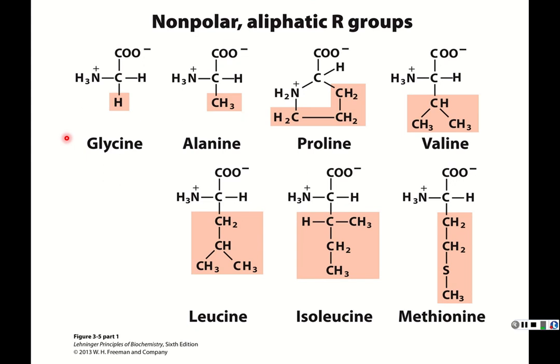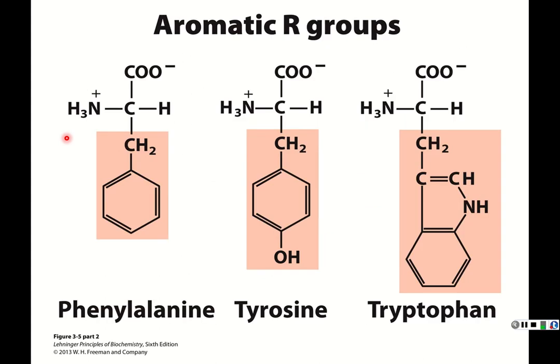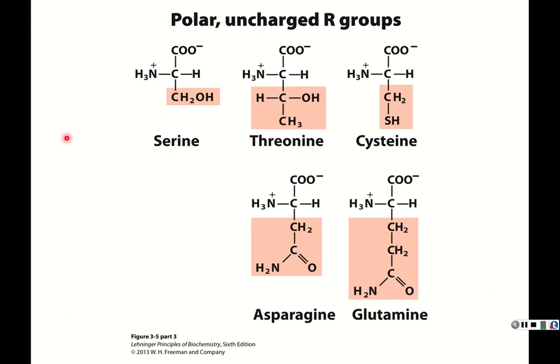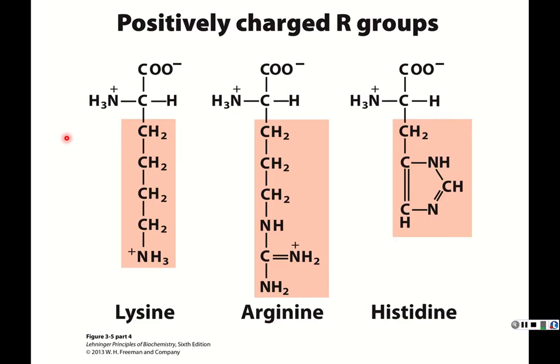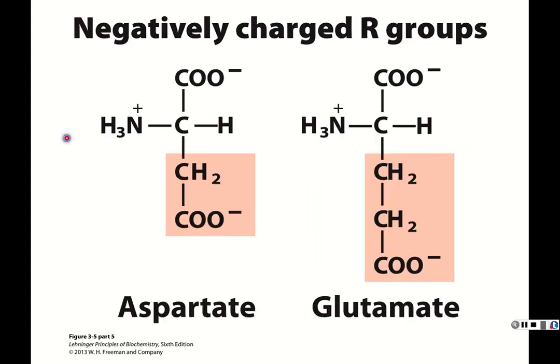There are different groups of amino acids depending on their side chains. The ones that have nonpolar side chains are shown here. They're glycine, alanine, proline, valine, leucine, isoleucine, and methionine. The aromatic side chains are phenylalanine, tyrosine, and tryptophan. The polar uncharged side chains are serine, threonine, cysteine, asparagine, and glutamine. Then we have positively charged side chains of lysine, arginine, and histidine. And then finally, the negatively charged side chains of aspartic acid and glutamic acid.